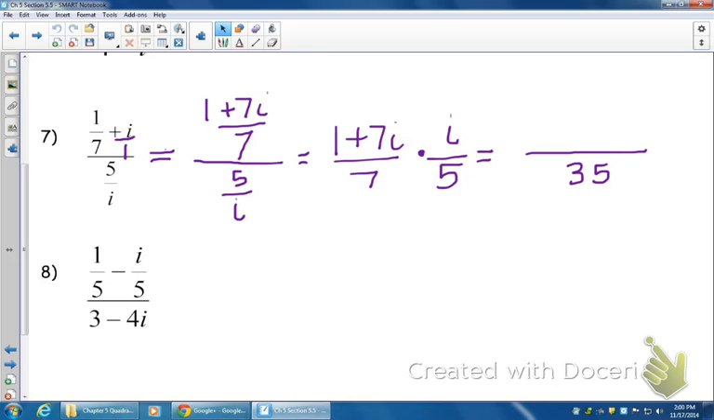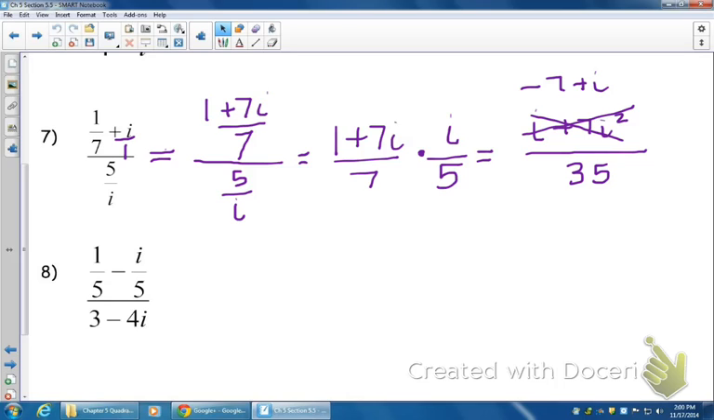In the numerator, you want to distribute the i. So we get 1 times i, which is i. And we get i times 7i, which is 7i squared. i squared becomes negative 1. Negative 1 times 7 is negative 7. So we get negative 7 plus i. Standard form is to write the number, then the i.